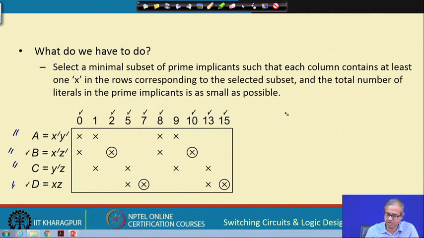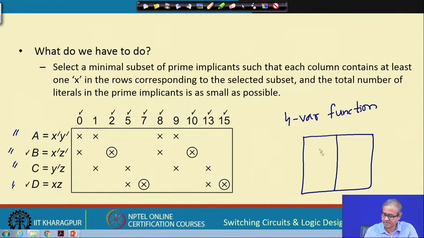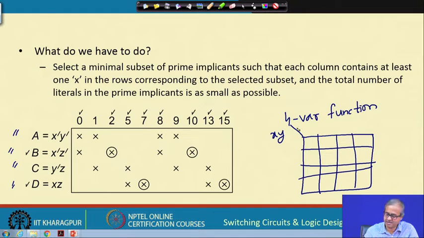So, this is actually a 4 variable function, and these check marks say that this x bar y bar prime implicant covers 0, 1, 8 and 9. This can also be reflected from the Karnaugh map. If you draw the Karnaugh map, let us say I have x y along this direction and w z along this direction. So, we will be having 00, 01, 11 and 10, here again 00, 01, 11 and 10.